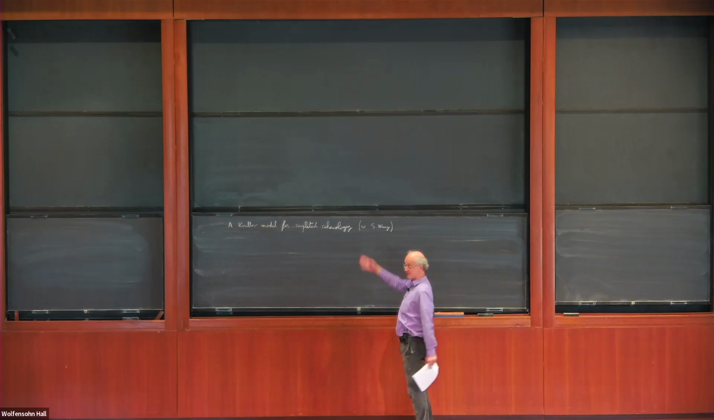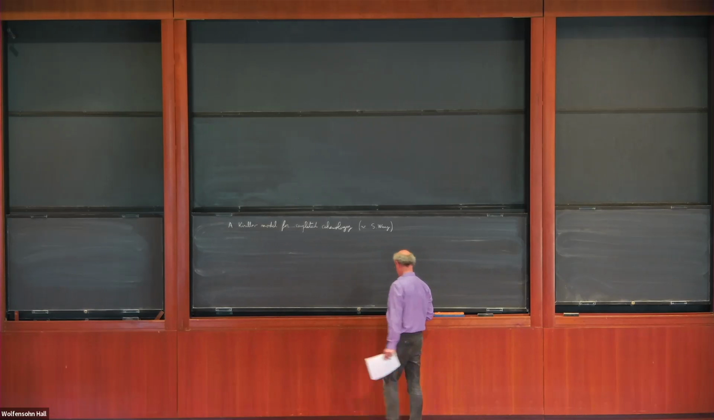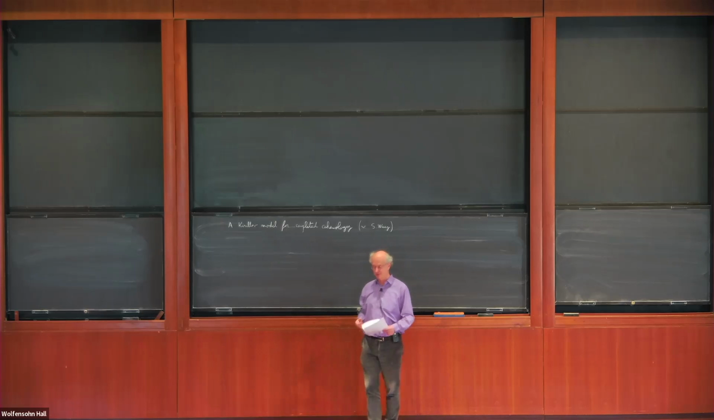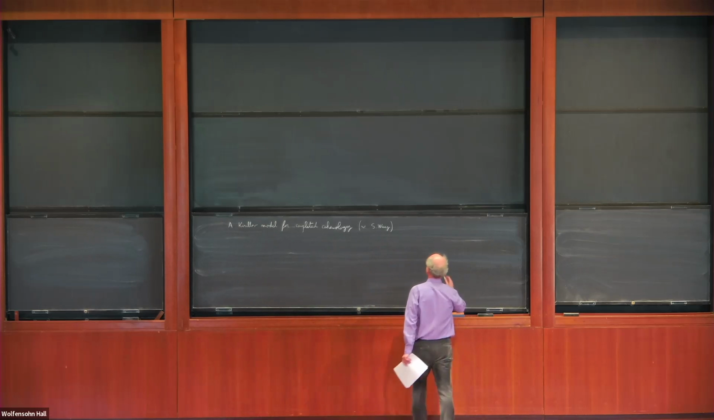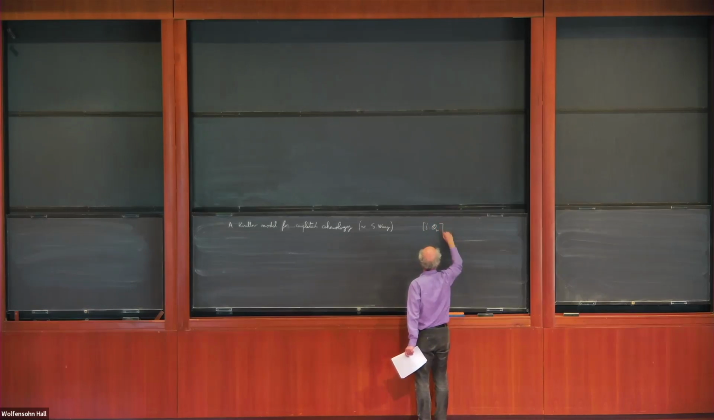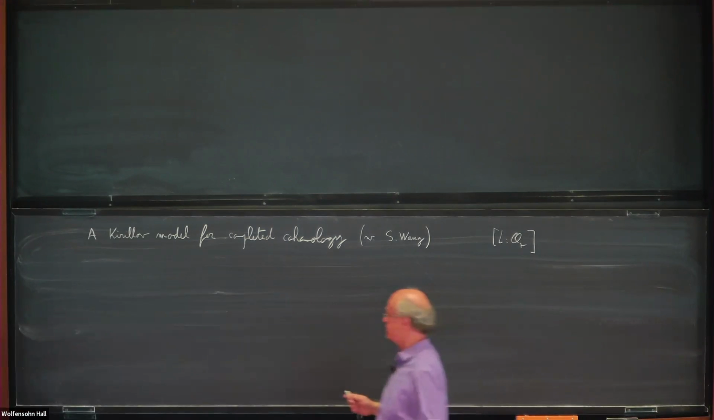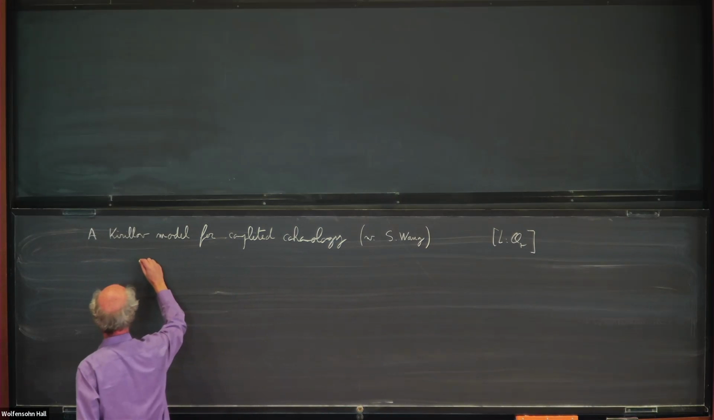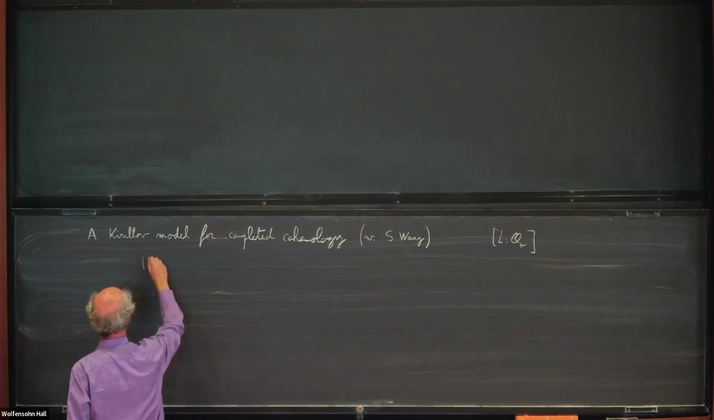So, as the title says, I'm going to speak about completed cohomology, like in the previous talk, but maybe not in the same language. So L is going to be a finite extension of Q_p. And so the object I want to consider is the following one. It was defined by Emerton.